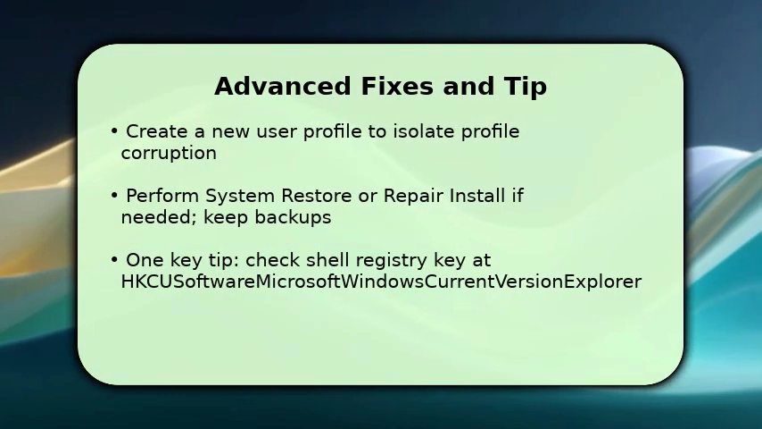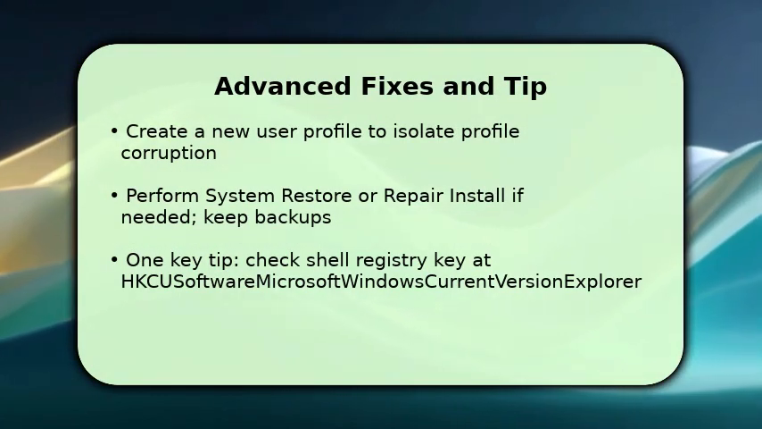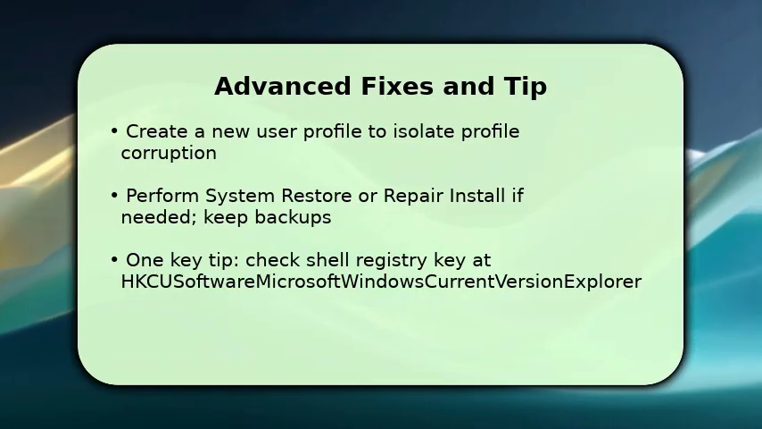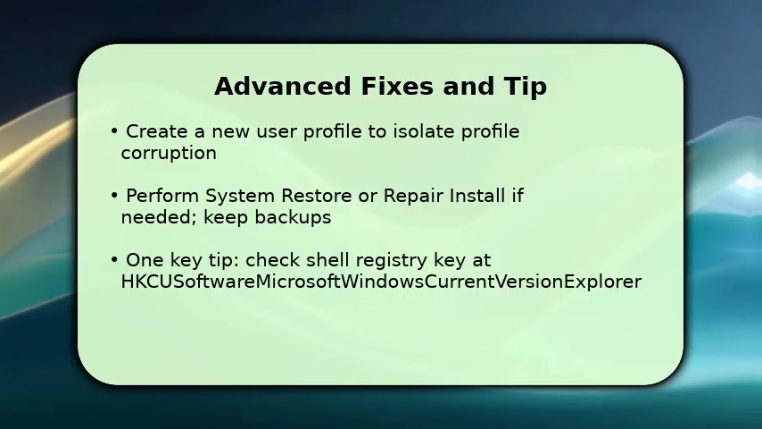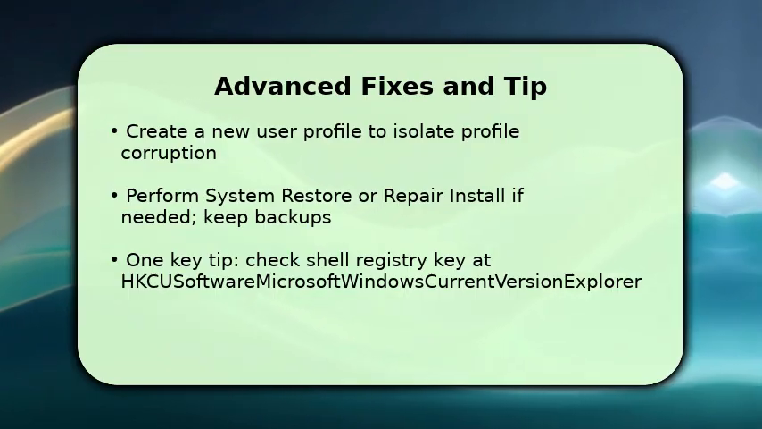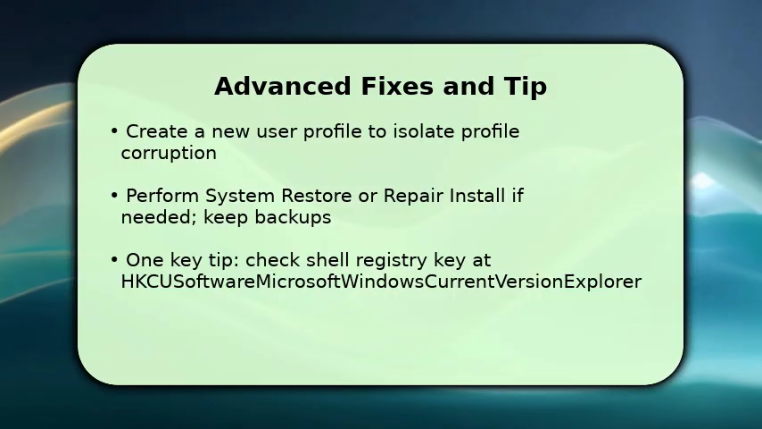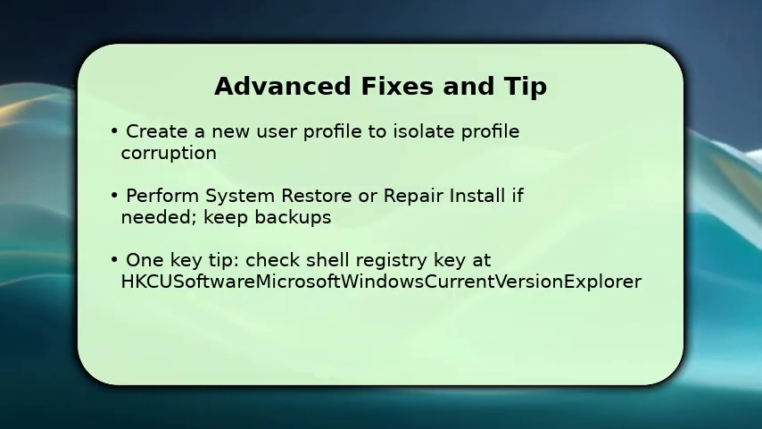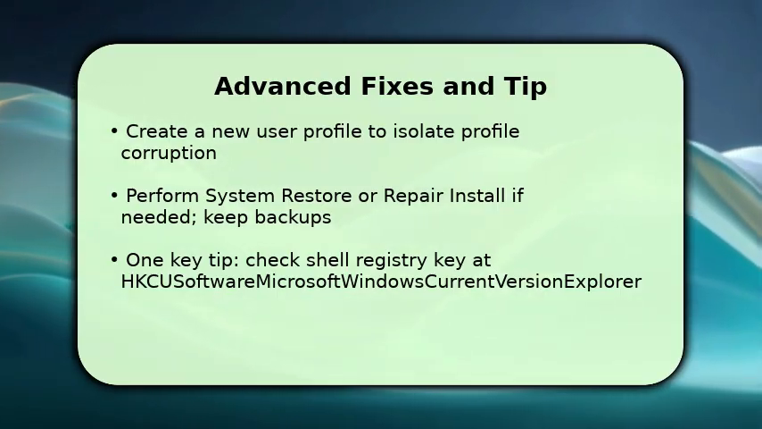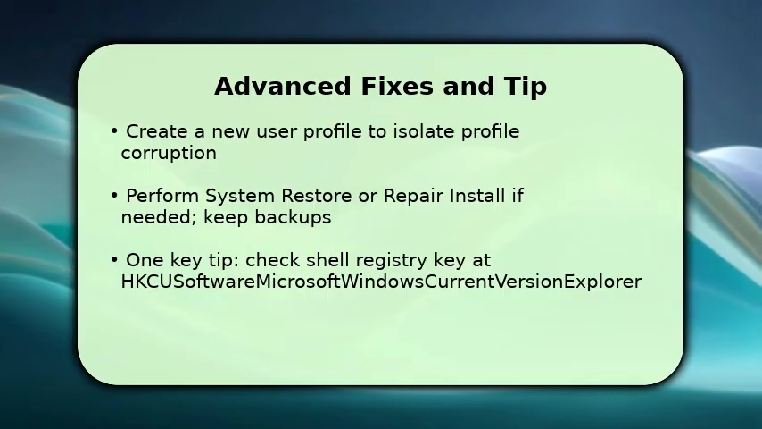To finish, address advanced causes like profile corruption or registry misconfiguration. Create a new Windows user and log in. If File Explorer returns, migrate files to the new profile. If that fails, perform a system restore to a known good point or run an in-place repair install to preserve files. Make sure you back up important data first.